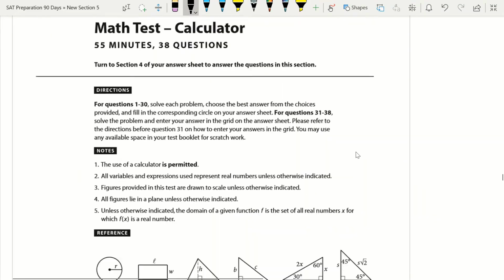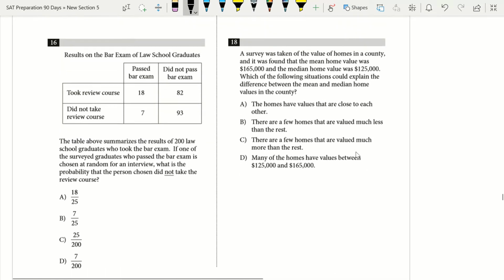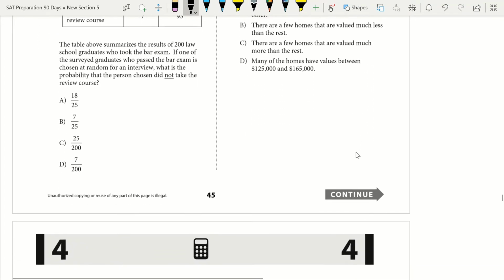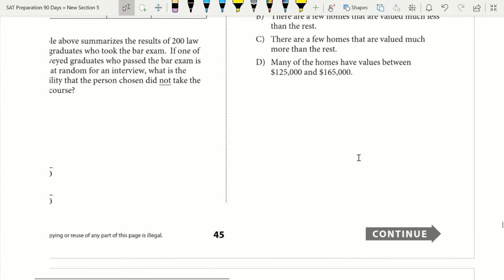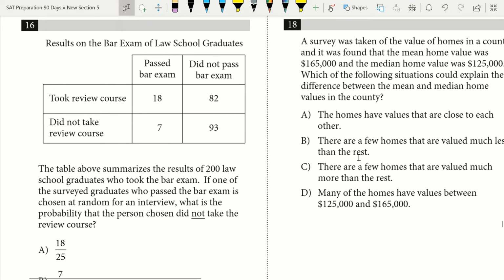All right, so with that, we can go ahead and switch over to the with calculator section for problems 16 through 23 down there. So this is still an SAT practice test 2. All right, let me zoom in a little bit, and let's go ahead and get started with question 16. All right, we got question 16. So question 16 says, we got the results on the bar exam of law school graduates.